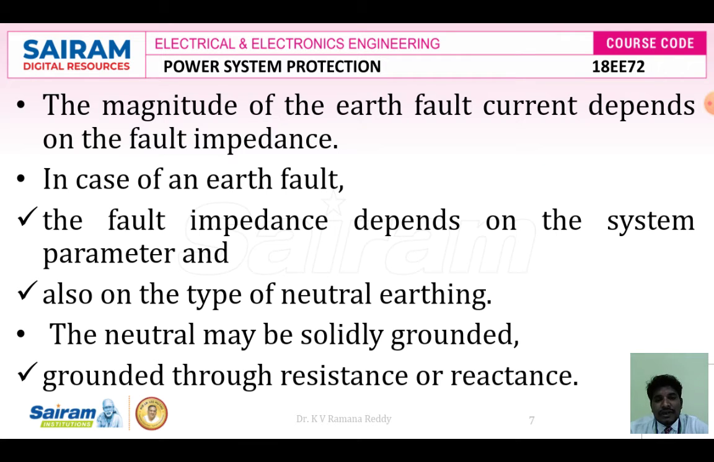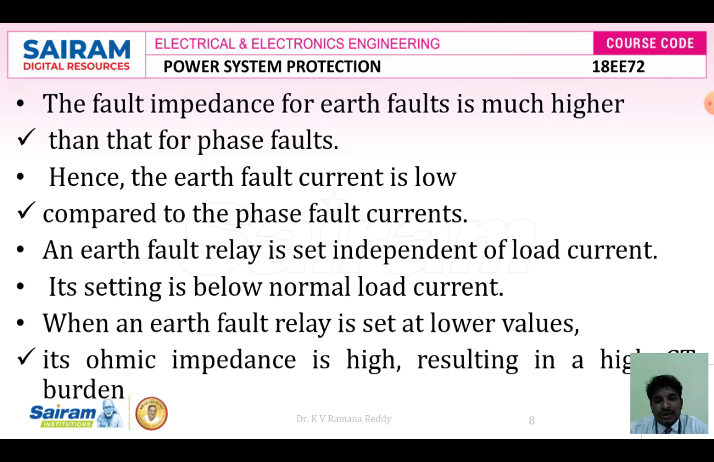The magnitude of earth fault current depends on the fault impedance. In case of earth fault, the fault impedance depends upon the system parameters and also the type of neutral earthing. The neutral may be solidly grounded or grounded through resistance or reactance. If grounded through resistance or reactance, then definitely the current flowing through that neutral wire is less. Also, the fault impedance for earth faults is much higher than for phase faults, because it is connected in series with the grounded wire, where the ground resistance is also added along with the fault impedance. So that is why it is higher. Hence the earth fault current is low.